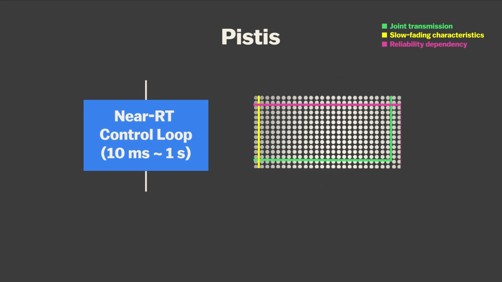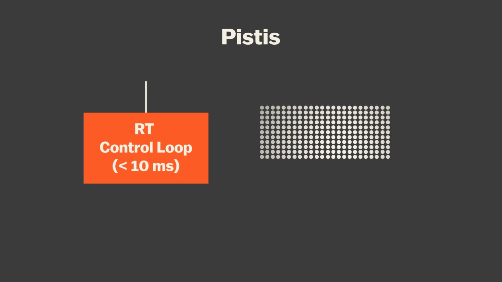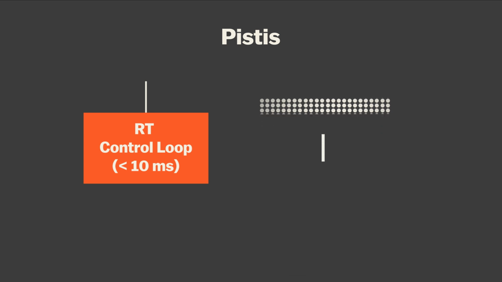The outcome of the near-real-time component is a set of feasible solutions that will be used as inputs to the real-time component. In Pistis' real-time component, we compute the reliability of each solution. The reliability is calculated based on the Polyanskiy bound, which uses the real-time input of the channel's fast-fading behaviors. Then we compare the reliability for each solution and find the best one that offers the highest reliability.